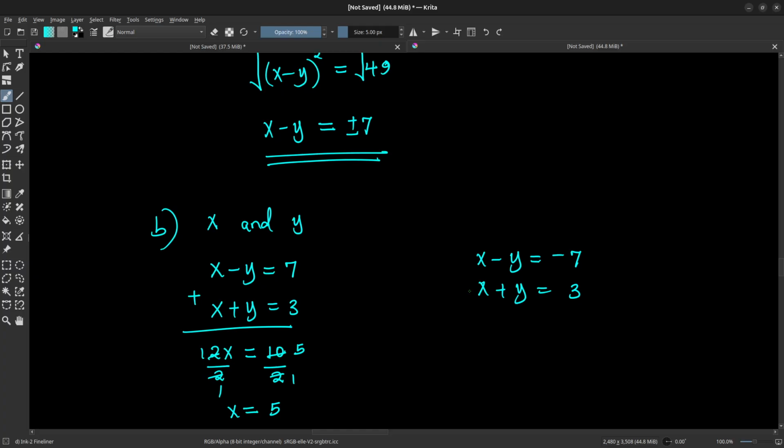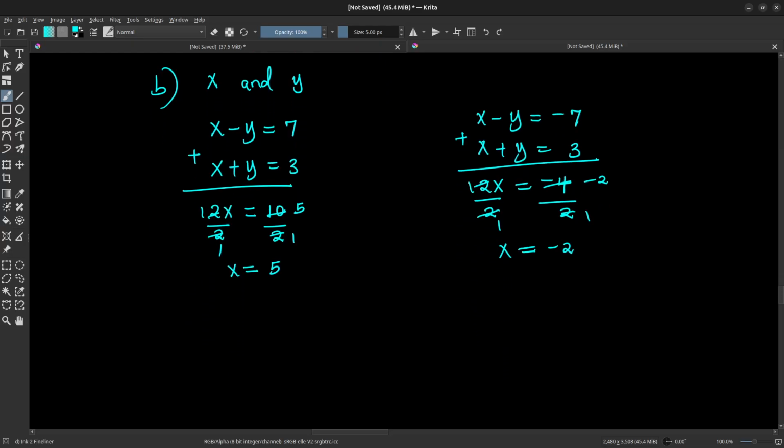And then for this other scenario, let's add the equations too. So x plus x, that's going to be 2x. Negative y plus y, that's going to be 0. So this is equals to negative 7 plus 3, that's going to be negative 4. To get the value of x, we divide both sides by 2. So we get x is equals to negative 4 divided by 2, this is going to be negative 2. Okay, so far so good.